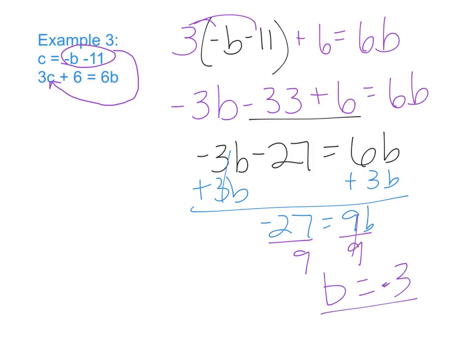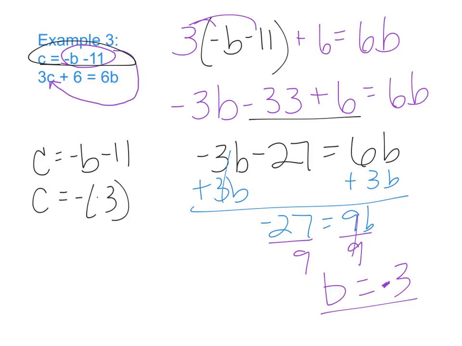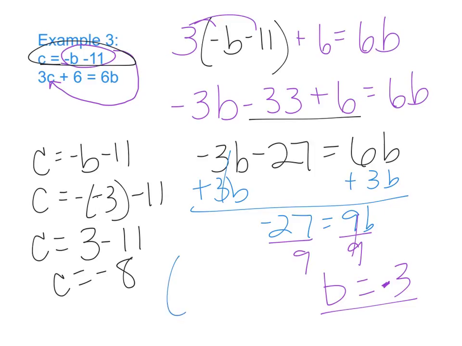Now we are not done just yet. We have to go back and find our c value. So I'm going to plug that back into that very first equation. So c equals negative b minus 11. Now instead of negative b, I'm going to plug in my negative 3. Since it's a negative and a negative, that turns into positive 3 minus 11, which will give us c equals negative 8. And remember, when you go to write your solution, we're going to write it as an ordered pair. And because it's not x or y this time, it's still going to go in alphabetical order. So it's going to be negative 3 comma negative 8 because b comes before c in the alphabet.